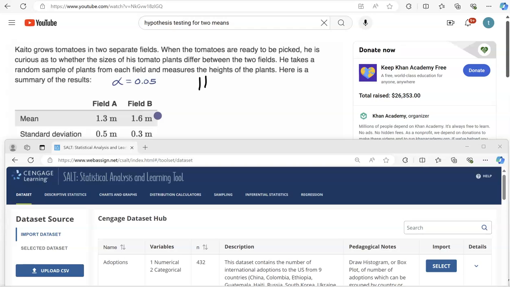So we've got to first figure out what our hypotheses are going to be. So we're going to look at that null and that alternative hypothesis. And we want to see whether or not there's a difference between field A and field B. So I'm going to call this, I want to know if they're the same, the mean of field A versus the mean of field B. And then the alternative would be if they are not equal to each other.